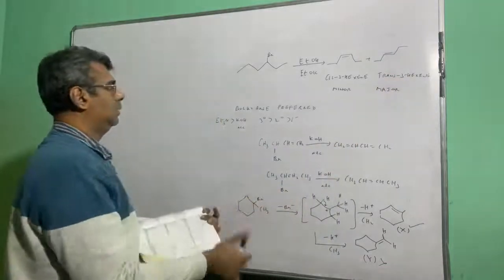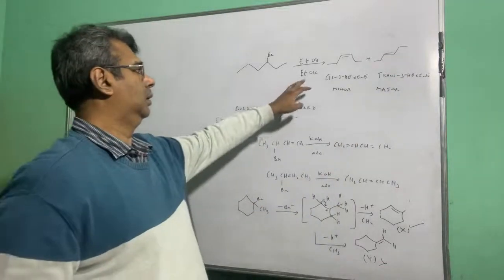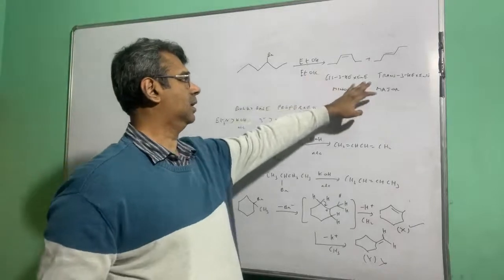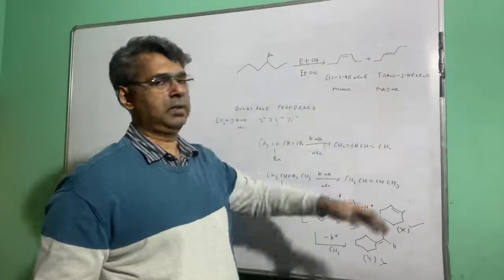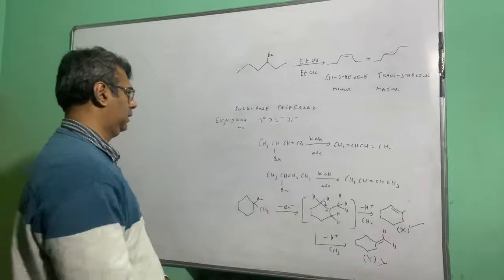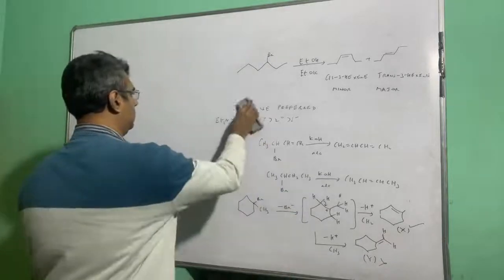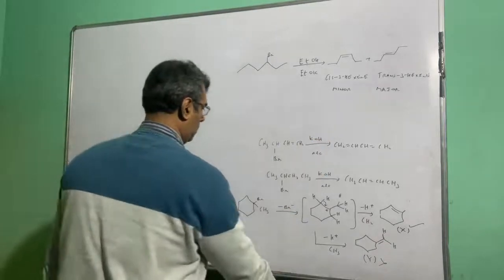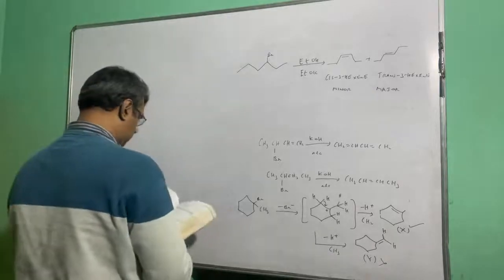Another thing is that in this one you are getting cis and trans, but the stable one is trans, so it is major. So this is also another factor, the stability of the alkene.